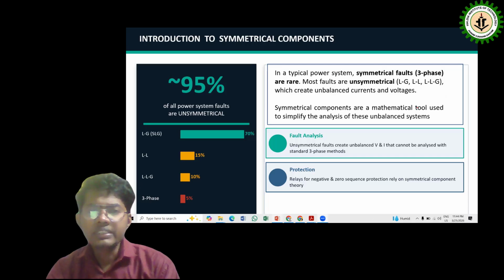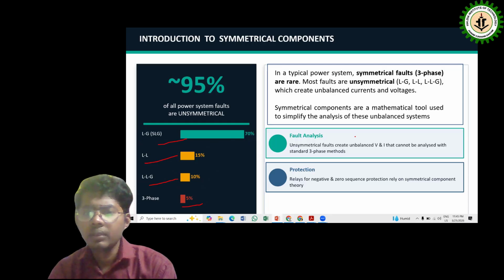So in power system, about 95% of faults are unsymmetrical in nature. Unsymmetrical means line to ground fault, line to line fault, double line to ground fault. So all are under the unsymmetrical fault. 95%, and 5% of faults are the triple line fault or symmetrical fault. So to analyze the unsymmetrical fault or unbalanced fault, there is a mathematical tool which is called the symmetrical components.